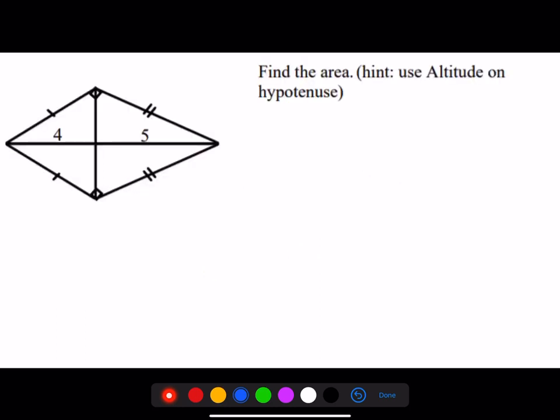All right, this one's a bit more difficult. Find the area. The hint is use altitude on hypotenuse. So I'm going to do something different. I'm going to go ahead and use something that we recall back from the very end of last semester, the very start of this semester. You guys may love it or hate it. Geometric mean.